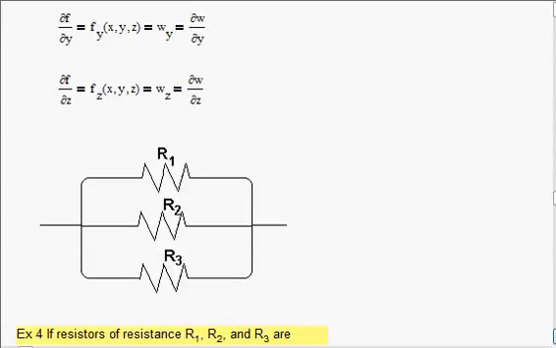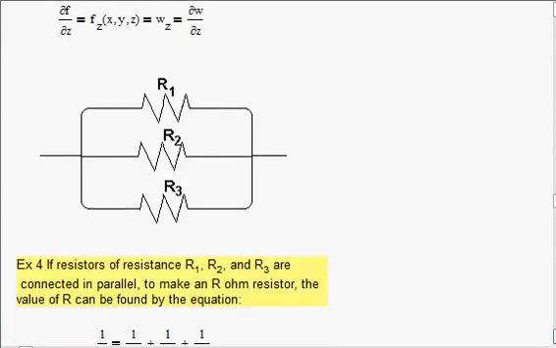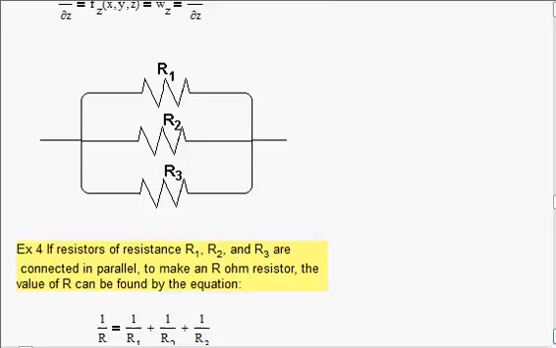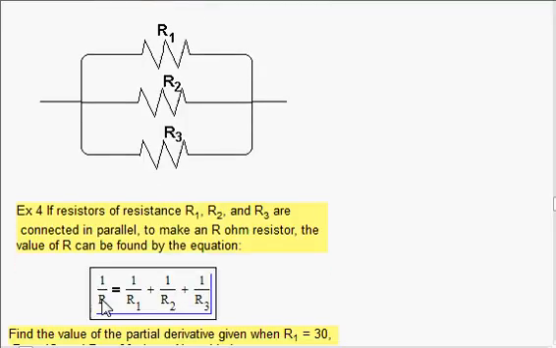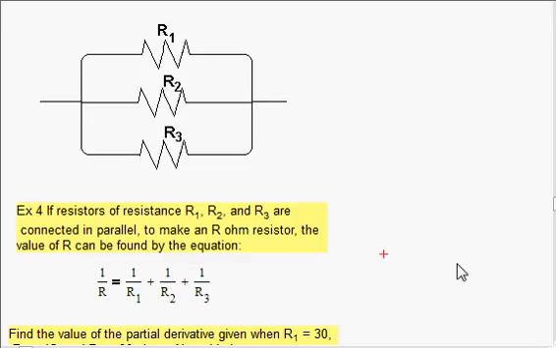Here's an example. If resistors of resistance R1, R2, and R3 are connected in parallel like this to make an R ohm resistor, in other words from here to here the resistance is R, the value of R can be determined by the equation 1 over R equals 1 over R1 plus 1 over R2 plus 1 over R3. That's a kind of common and famous formula from electronics. It might be called Ohm's law, but I'm not sure.